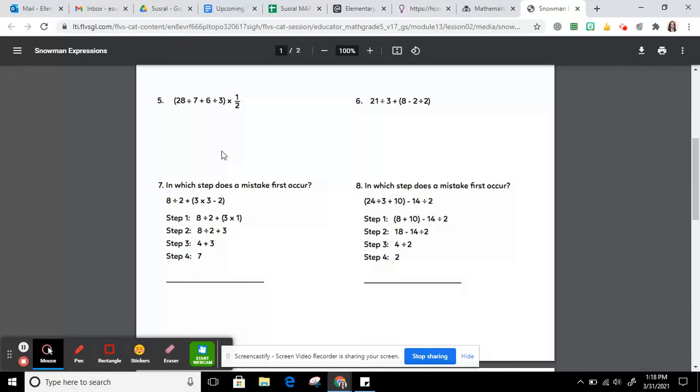7 and 8, you're looking at which step there's a mistake. So in which step does a mistake first occur? So you're going to have to look at the equation and then look at the steps that were used to solve this equation, and you need to figure out which step there was a mistake. So we'll do one together, but for 7 and 8, you're looking through the different steps that were used to solve the equations that are above, and then whatever step there was a mistake, you would write that step down. And I'll do one as an example.